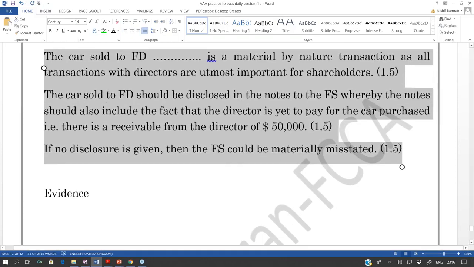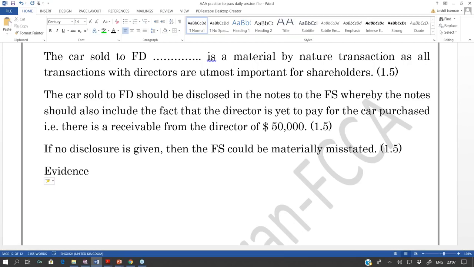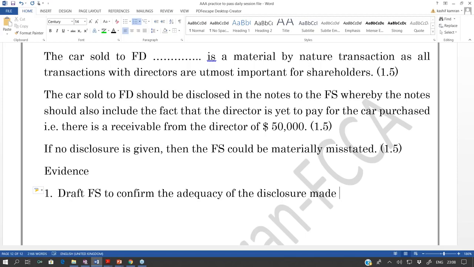Now, evidences, 3 evidences, right? Number 1, should I have the draft financial statements to confirm the adequacy of the disclosure made with regards to the car sold to the finance director? So should I have the draft financial statements in my working paper file, which will confirm that the disclosure of this car sold to the finance director was given, right?